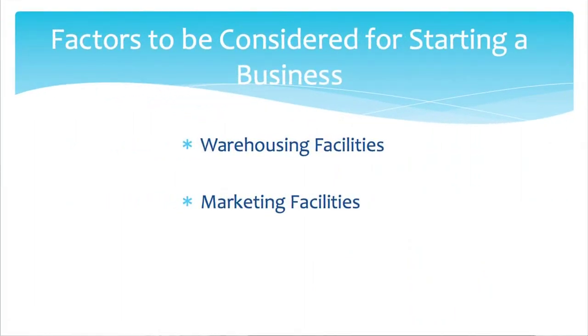Then warehousing facilities. A warehouse or godown is required to store the goods. It may be raw materials, it may be finished products, you have to store, because at a particular point of time there may not be demand in the market. So in that period of time you have to store the goods in your godown, and when there is demand in the market you have to sell it. That is why a warehouse plays an important role.